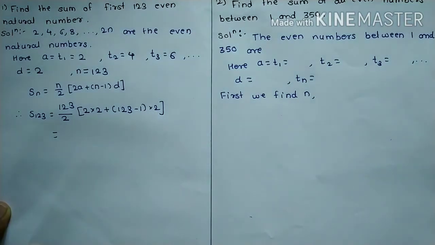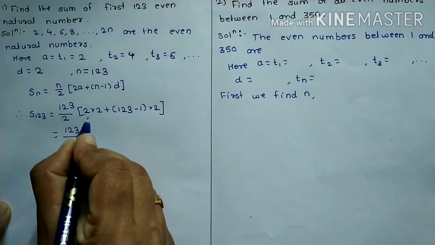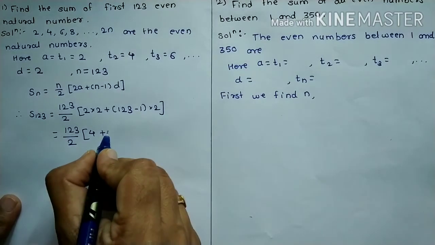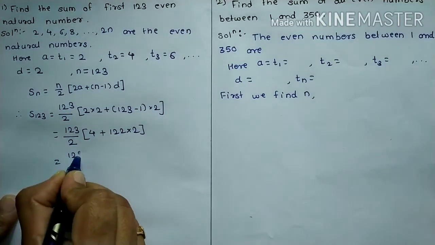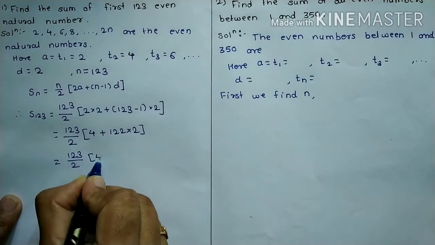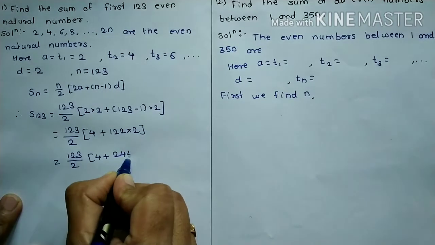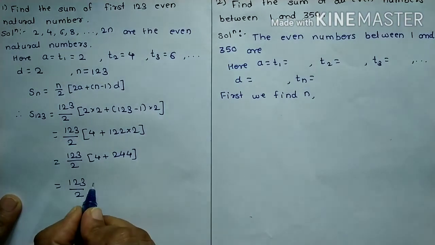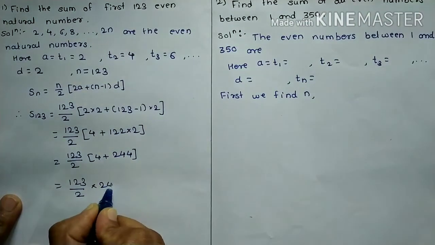Now simplify. 123 upon 2 into (2 into 2 is 4 plus 123 minus 1, that is 122 into 2). Write down 123 upon 2 as it is. 4 plus 122 into 2, that is 244. 123 upon 2 into (4 plus 244, that is 248).